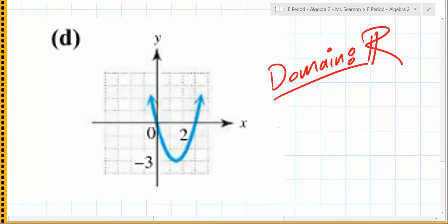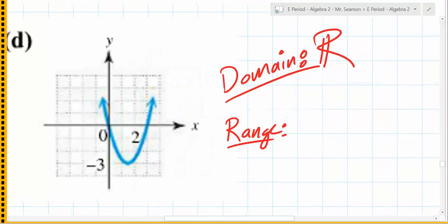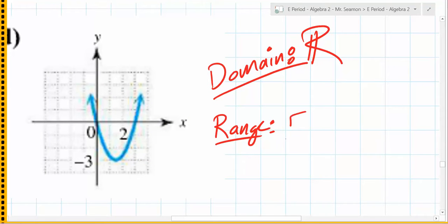Be careful here. What's the range? Someone raise their hand and then I'll call on you. You can tell me what's the range of this one, Aubrey. That's the lowest one. -3 to what? Infinity. Yeah.